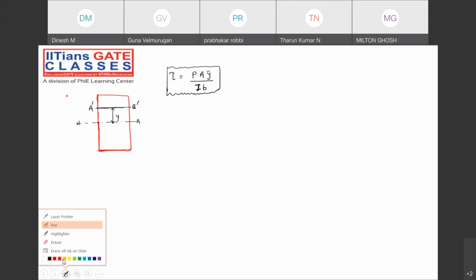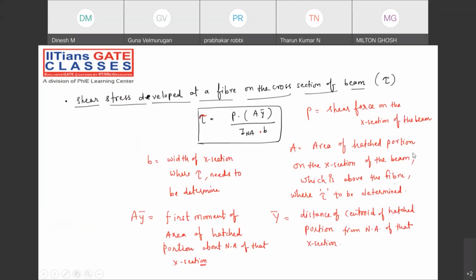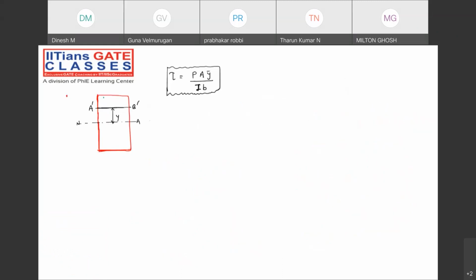What I told you: consider first of all that layer, A dash B dash. First of all, tell me what is the area? Check it out. The area of the hatched portion on that cross section of the beam, which is above the fiber where we need to calculate the shear stress. That means above that fiber, we need to take the area and hatch it, mark it for marking purposes.